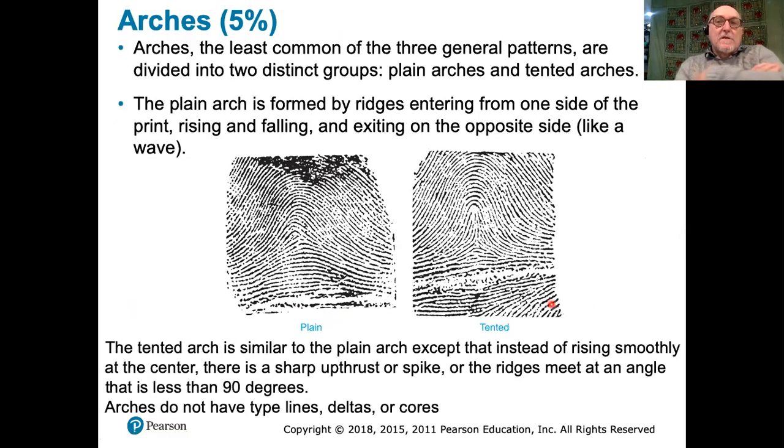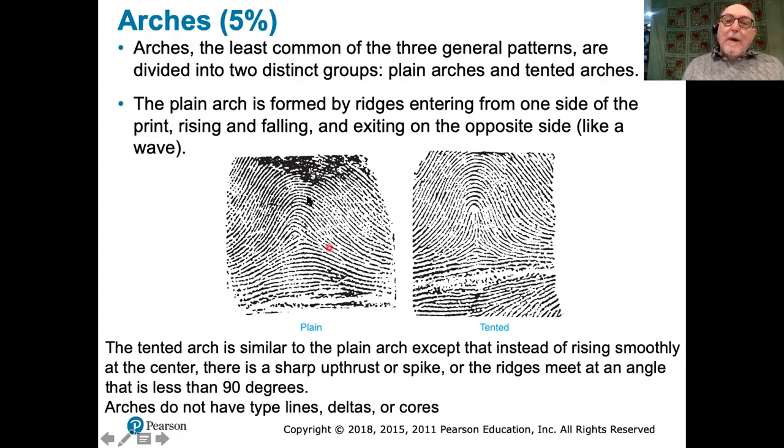So these are the most rare of all of the forms, and these are the arches. Arches are characterized by the fact that they form a very open loop in a way, but opening symmetrically on either side, or more or less symmetrical, not completely symmetrical. So there are ridges on either side which rise and fall and exit on the opposite side.